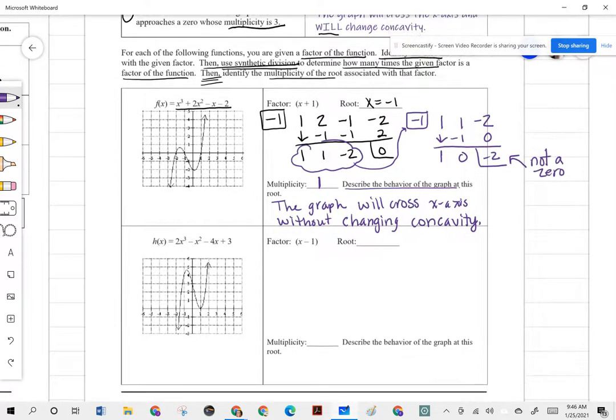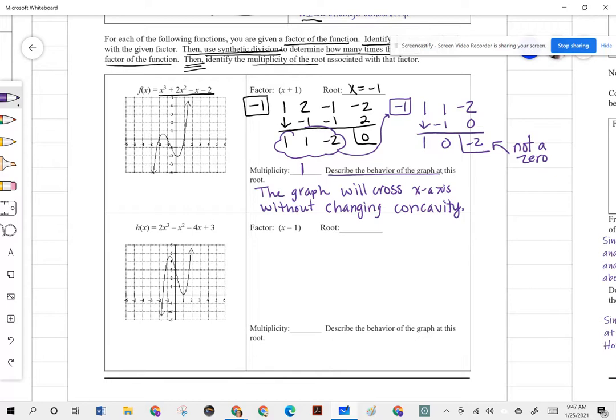Okay, let's take a look at h of x. So now we have our equation with this. The factor is x is equal to -1. So again, we're going to do synthetic division. I'm sorry, x is not equal to -1. X is equal to 1. So we are going to do synthetic division on this polynomial, making sure that we are writing everything down in proper standard form.